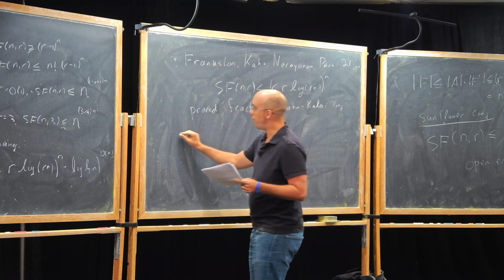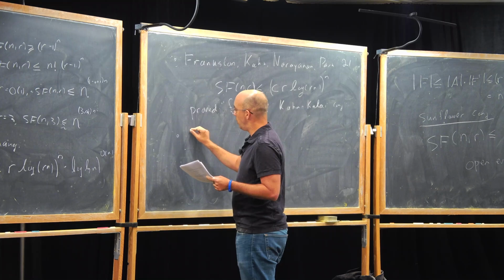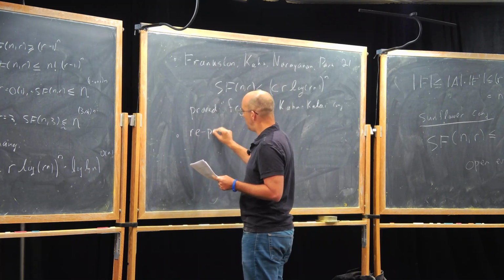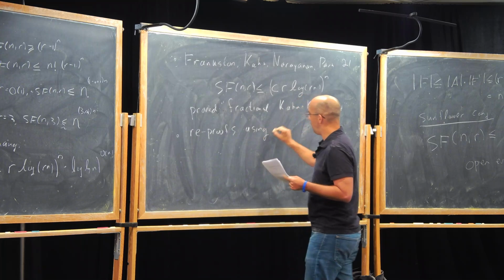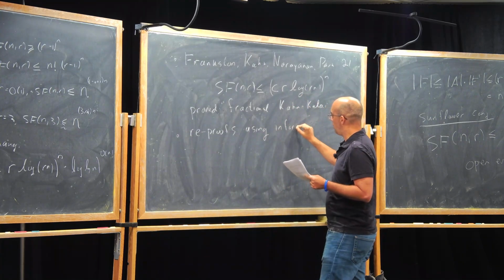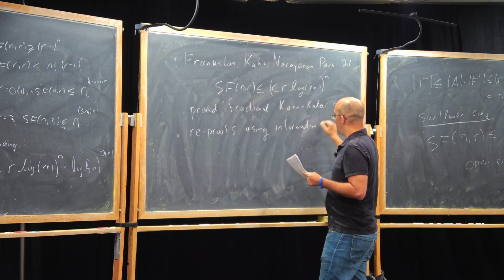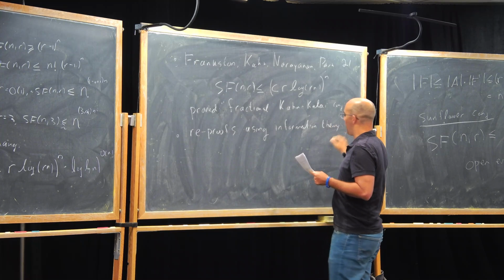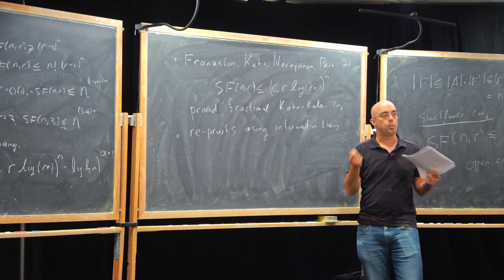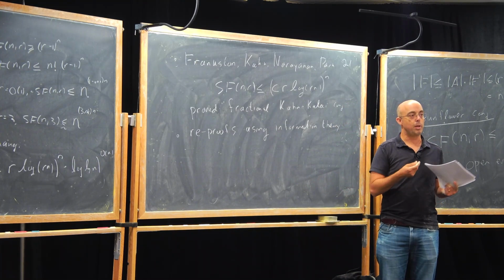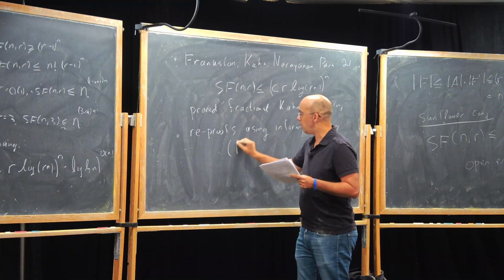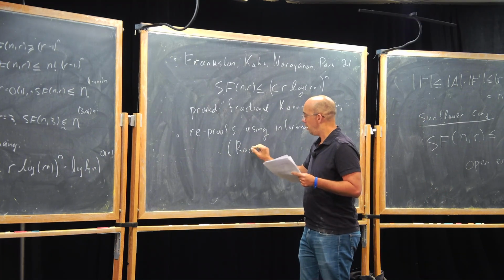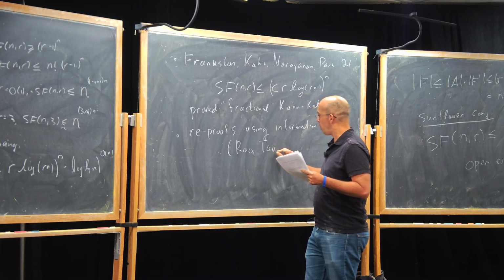And then there were reproofs using information theory. So just taking these proofs that were more combinatorial and recasting them in the language of entropies and information made some parts of the proof more streamlined. So this is by Anup Rao and Terry Tao, and I think there were a few other ones.